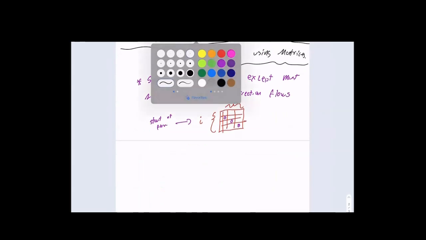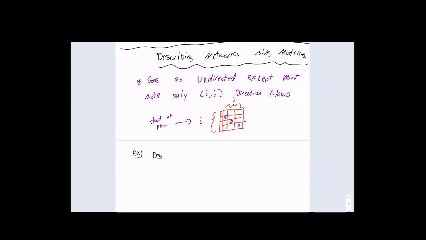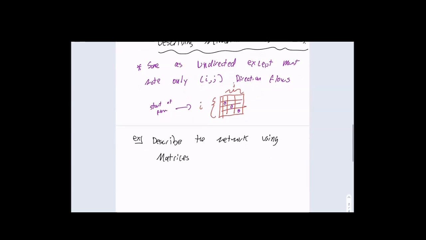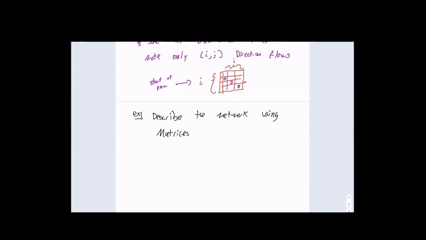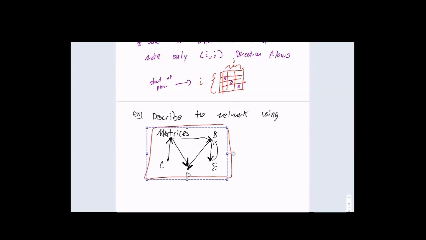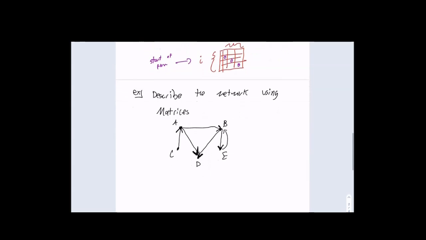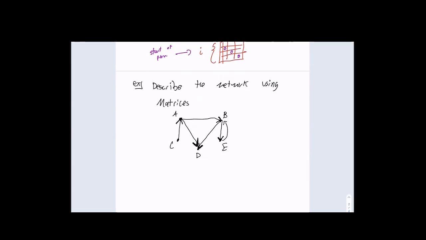So let's do an example. This is the first one. We're going to describe the network using matrices. And just like with the vertices, or with set notation, the first thing we have to do is draw our matrix and label the what?